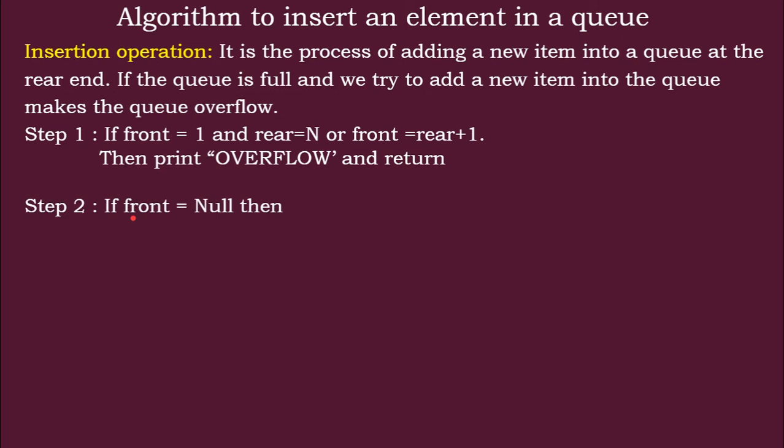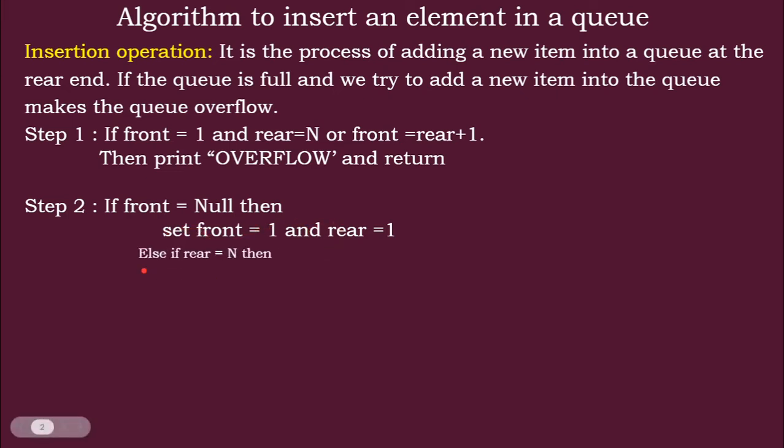Then the next step says if front is equal to null, then set front is equal to 1 and rear is equal to 1. So first we have checked front is equal to 1 and rear is equal to n. When this condition becomes false, it will come to the next step, checking whether front is equal to null. That is the case means we are having an empty queue. We have to create a new queue. So that is done by set front is equal to 1 and rear is equal to 1.